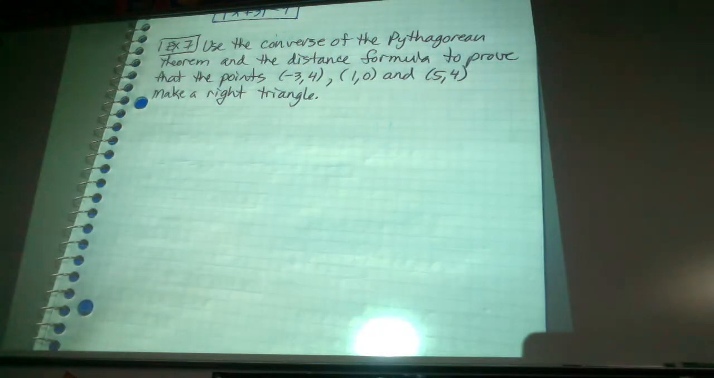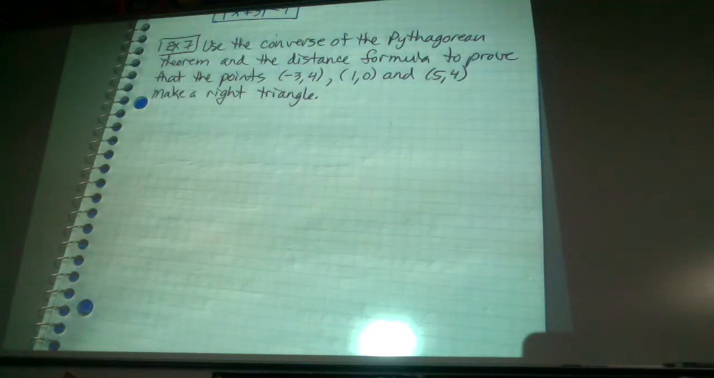So the important part of a right triangle, we're going to use Pythagorean theorem and distance formula. We're going to first find the distance of the sides of this triangle, and then throw in Pythagorean's theorem, a squared plus b squared equals c squared, because they're asking you to prove it that way. There are other ways that you can prove it, but that's what they're asking.